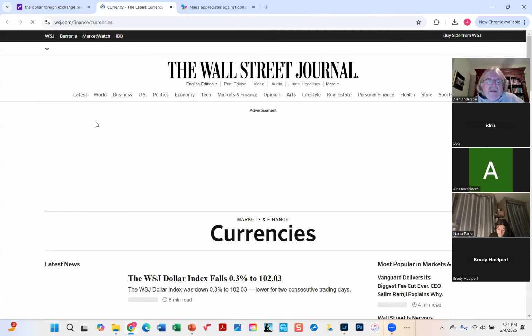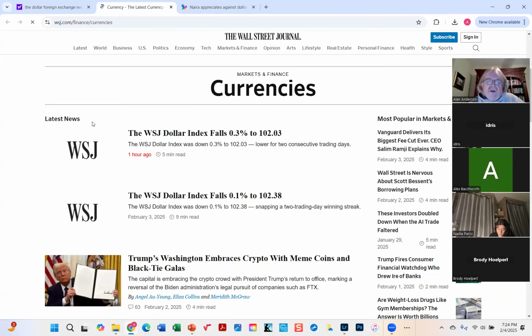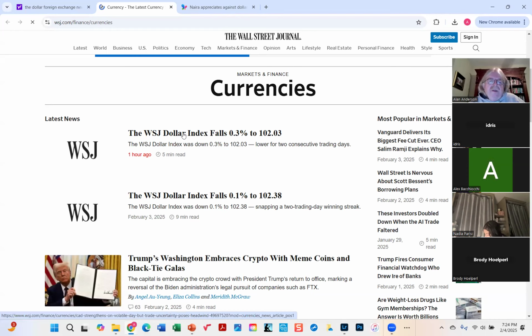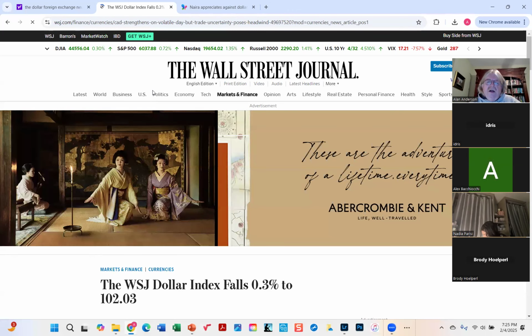Here's the Wall Street Journal. Okay, now I actually have a subscription to the online Wall Street Journal. That's why I'm able to see these articles. If you went to the same page, you might not be able to see all of this. So the dollar index, which is basically, it's essentially the price of a basket of currencies that represent our major trading partners.